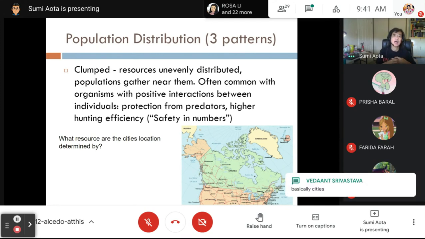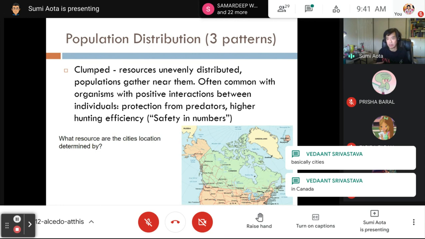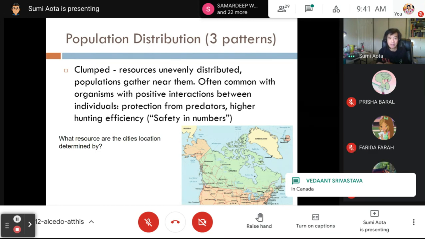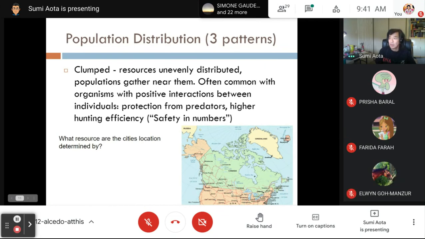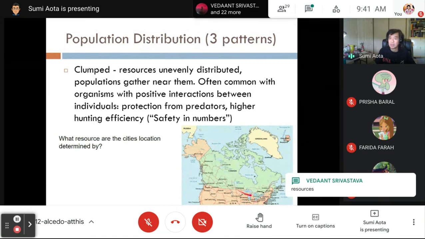You'll have lions that hunt together, right? Higher hunting efficiency. So yeah, if you look at the locations of the cities in Canada and in the US, what determines where they're located? Not the red lines. The red lines are artificial highways. What do you think determined the initial placing of all these cities in North America? Which resource?